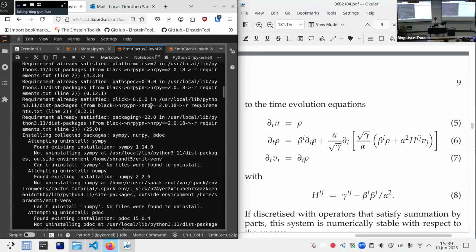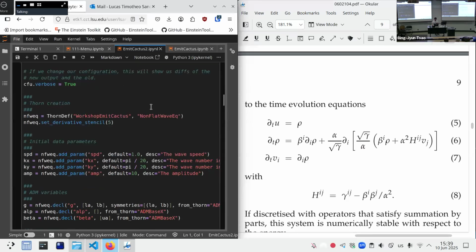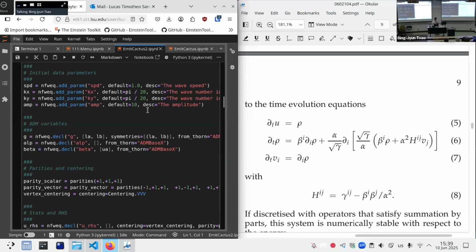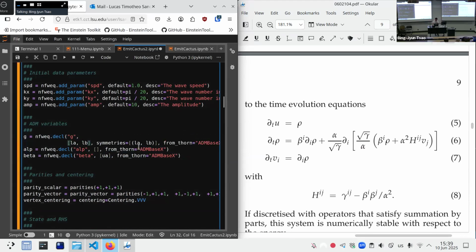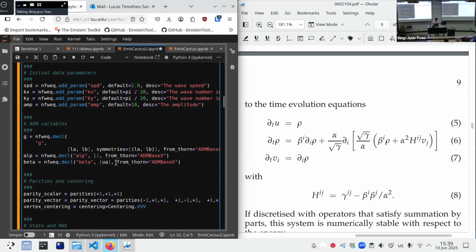I'm going to give you guys a hint. To import ADMBaseX variables, you could look at how we do that from the BSSN recipe, but this is how we can do it for the metric. I'm just going to reformat this so that we can read it better.